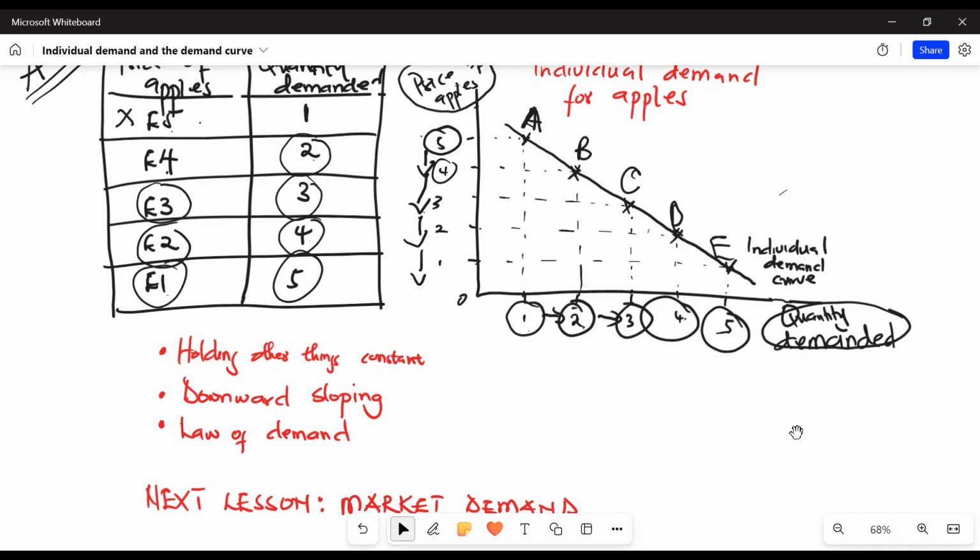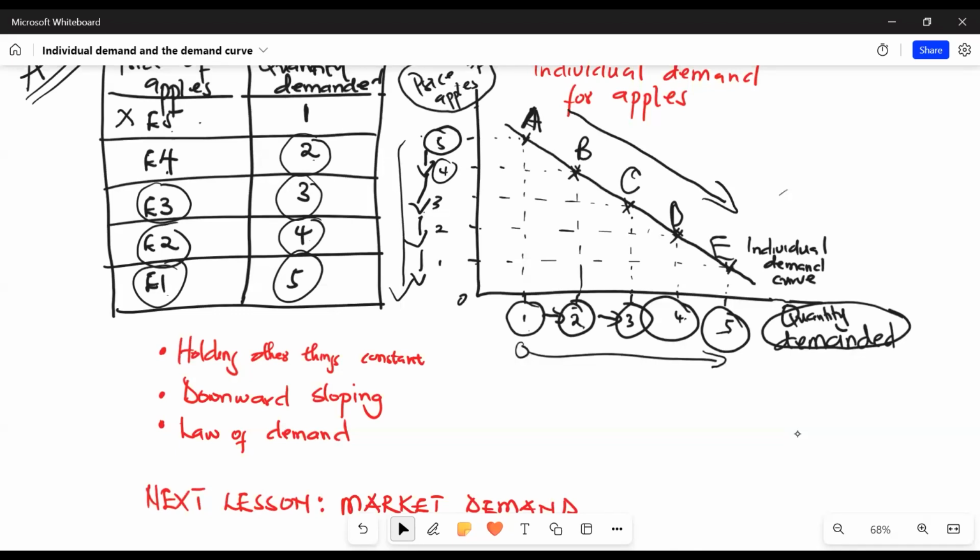Another thing to note here is that the demand curve is downward sloping. Downward sloping means that it moves from up to down. At higher prices, quantity demand is low. And as price reduces, quantity demand increases. This shows a negative relationship between price and quantity.